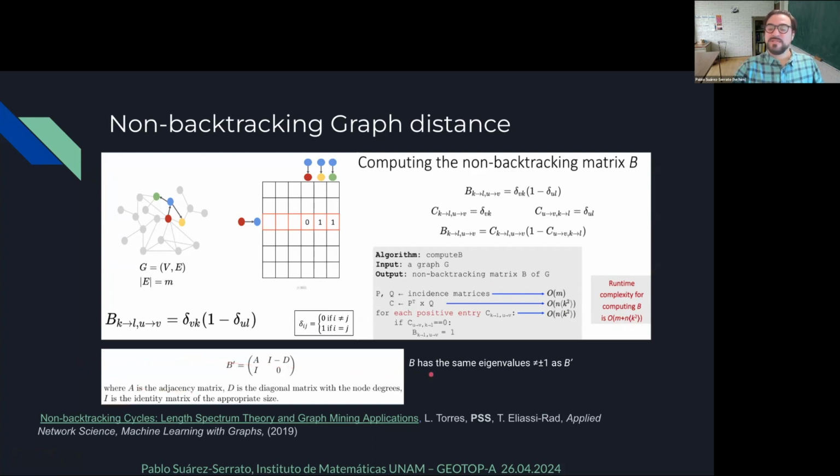Now, if we're only interested in the eigenvalues, and I'll explain why, then we could actually substitute this matrix by another one that's easier to compute, which is this B prime, which is constructed using the adjacency matrix, and then 1 minus the diagonal, and the diagonal, and then a 0. And it turns out, and these are some theorems in linear algebra, that B and B prime have the same eigenvalues that are different from plus or minus 1. So this is an interesting proposition and characteristic of these matrices that is useful for us computationally.